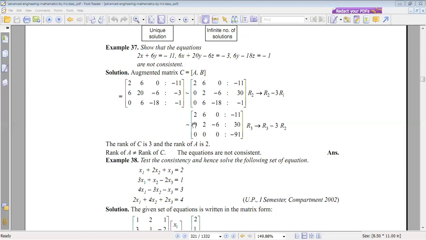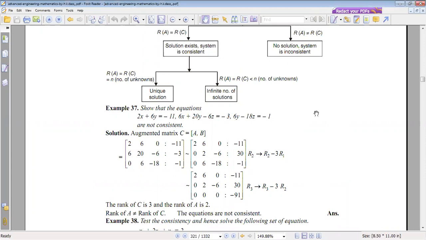Now see the whole matrix. This is the augmented matrix. See here, how many non-zero rows are there? There are 3 non-zero rows, because the last row is also non-zero since there is a non-zero entry there. Clear? So from here, what you got? Rank of the matrix A is equal to 2, and the rank of the augmented matrix C is equal to what? 3.